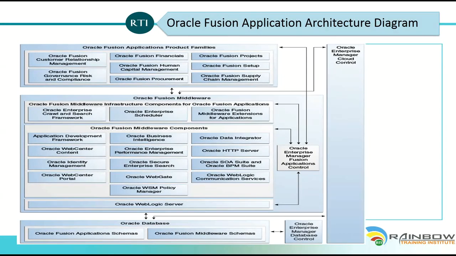We can tell the system, hey, run this job at that point of time, run this job weekly or monthly. We can define the frequency of it too, and all these things can be done with this Oracle Enterprise Scheduler. Okay, and then Oracle Enterprise Crawl and Search Framework, which is also a very powerful tool.